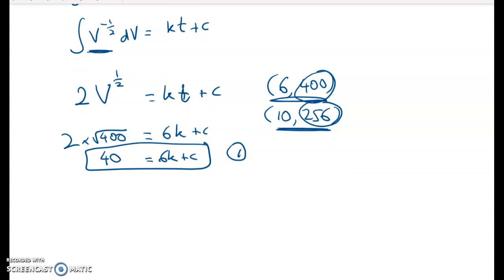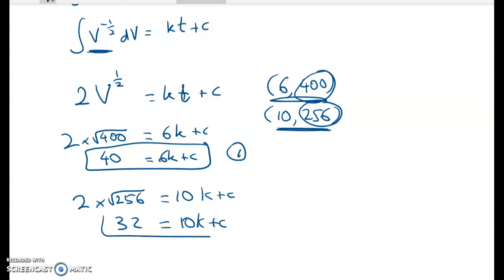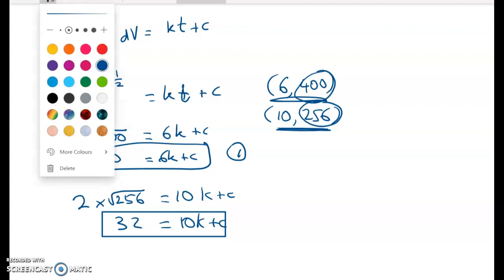And now I can do the same thing using T equals 10. So 2 times the square root of 256 is equal to 10K plus C. That gives me 32 is equal to 10K plus C. So there's equation 2. And we just need to solve those.